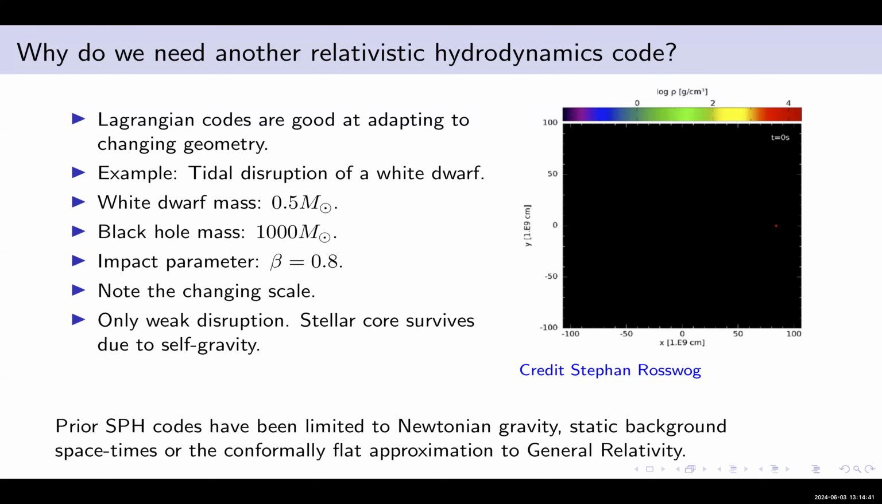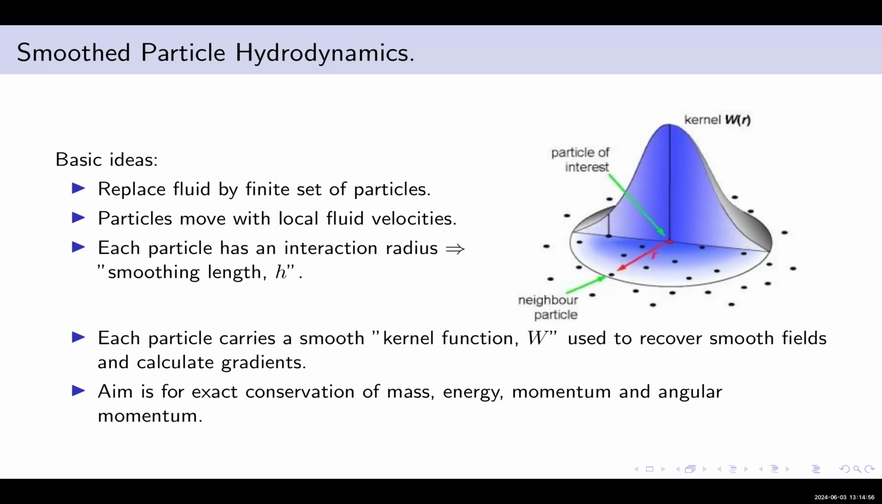So what is the idea behind smoothed particle hydrodynamics? The basic idea is that you replace the fluid by a finite set of particles. So instead of discretizing your matter on a grid, you say, okay, let me just divide it into a finite set of particles. And we try to keep the particle masses about the same, so there's not too much of a discrepancy between them. And those particles are then allowed to move with the local fluid velocities.